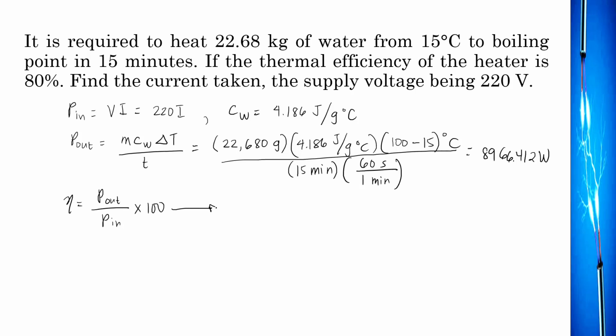No? So, pwede na natin siyang gawin. Yung efficiency mo is 80%. So, I can have 0.80. Tapos, yung P out ko ay 8966.412. So, anyway, yung 100, dinivide ko naman na eh. Para dun sa 80. Tapos, divided by 220.